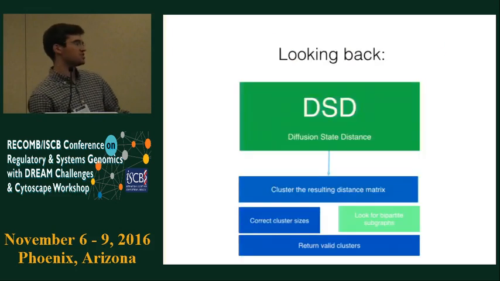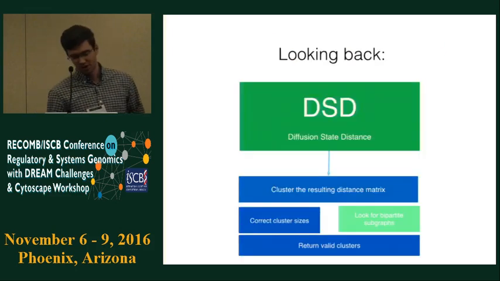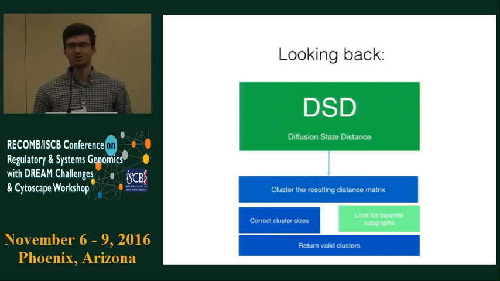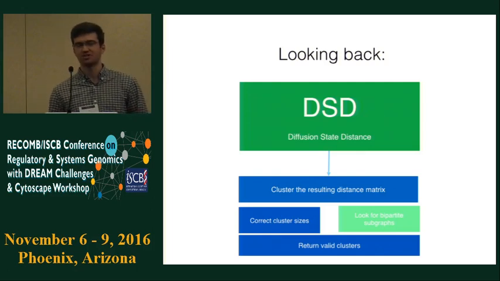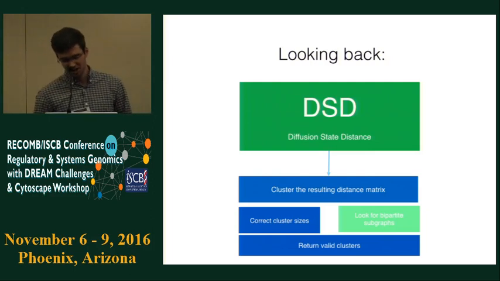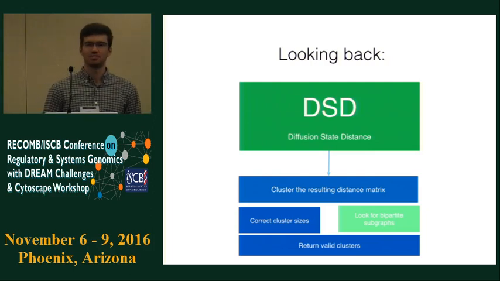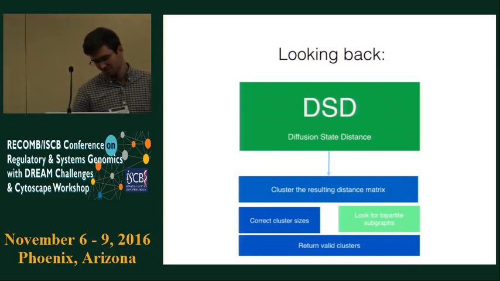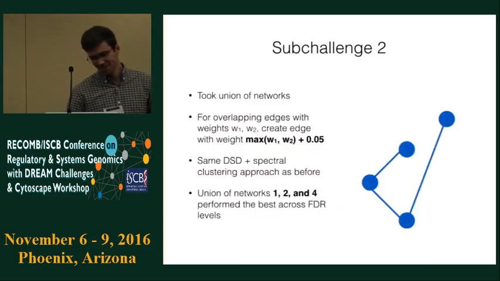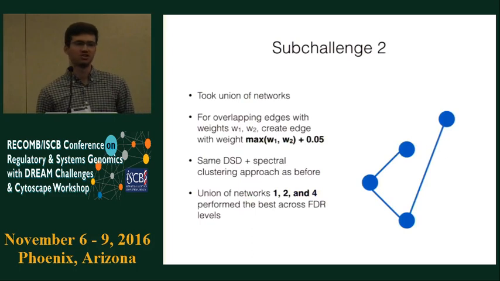Right, so here's what we've got so far. We've got our DSD, we have a way to cluster that matrix, we have a way to correct for the cluster sizes, and we have a way to integrate in these BPM motifs to get a final set of non-overlapping clusters between size 3 and 100. So we're doing well. I just want to describe real quick what we did for Subchallenge 2.